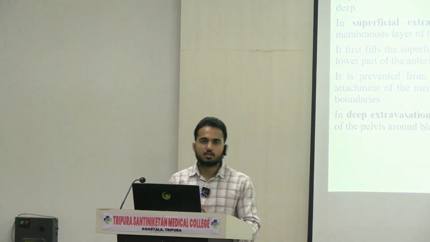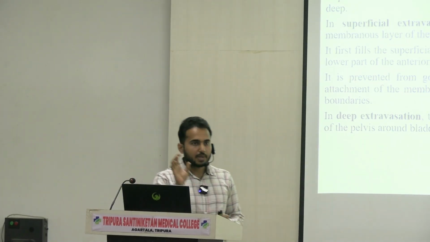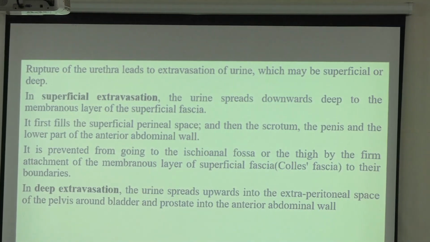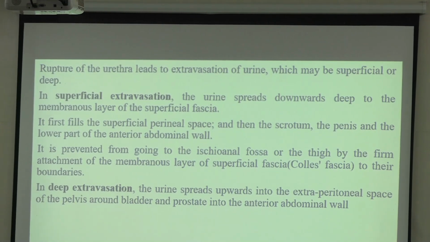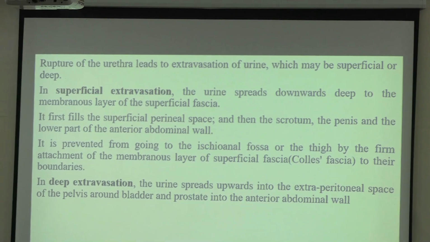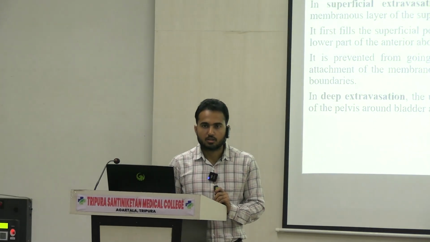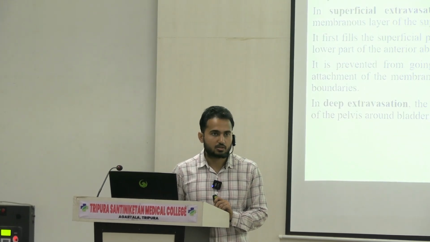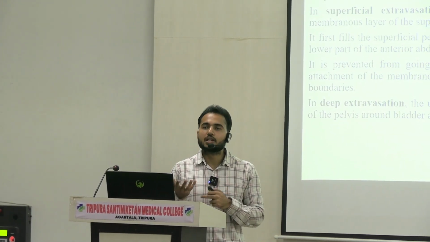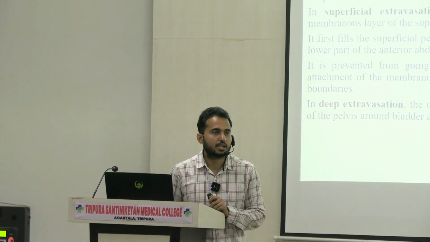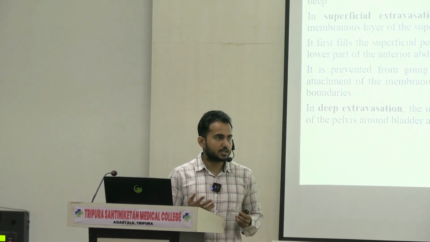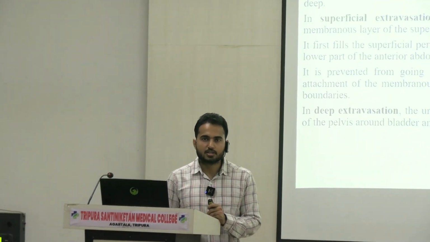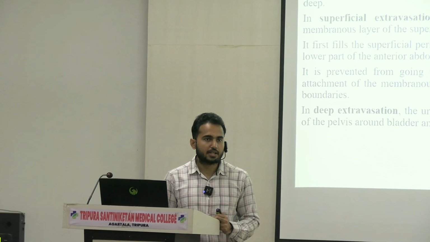See why I am asking? Because if you don't understand the parts of the male urethra, you will not understand the superficial extravasation and deep extravasation. Superficial extravasation takes place when there is injury in the penile part of the urethra, and deep extravasation takes place when the injury is in the membranous part of the urethra. Now the question is how the injury can take place in the urethra. Any idea? In the male urethra, how can the injury take place? Trauma or accident, you can say. In accidental cases, the injury can take place.